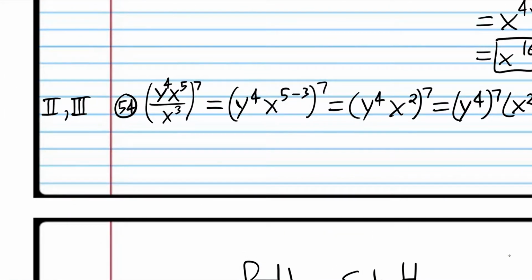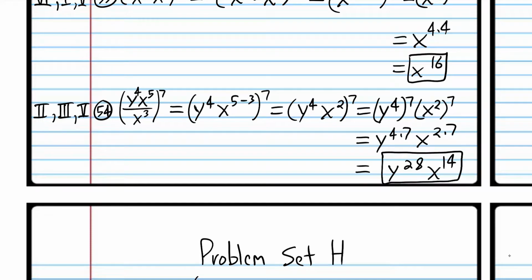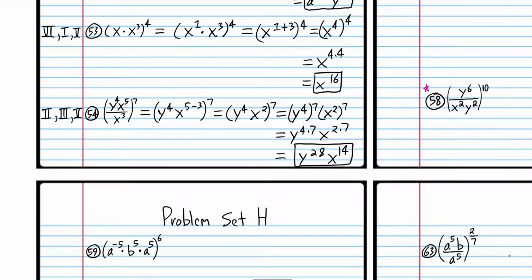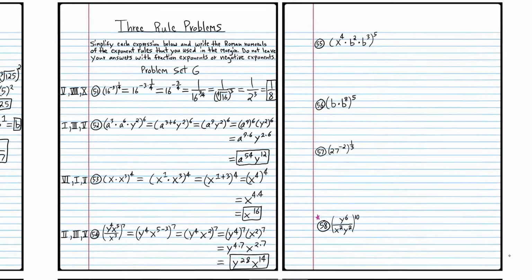But now we have to use rule number 5, because we have powers raised to other powers. So now we have y to the 4th power times 7 times x to the 2nd power times 7, and we get y to the 28th power times x to the 14th power. So those were 4 examples where you actually need to use 3 rules in one problem.